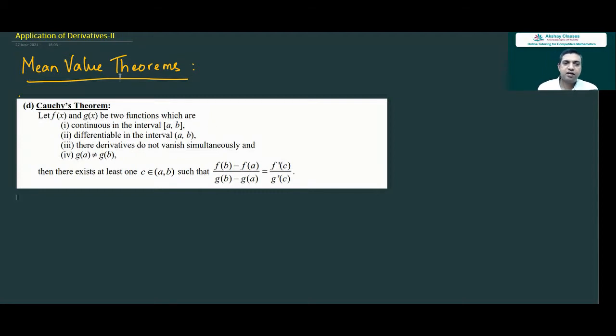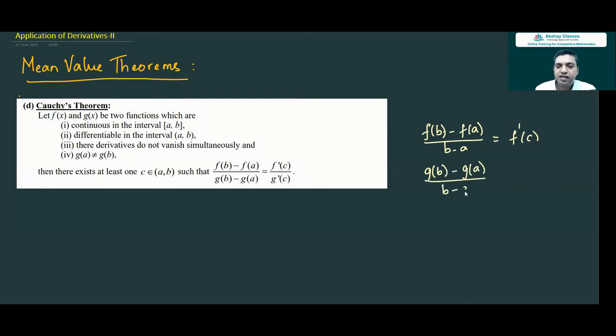Remember, one important point to remember is this c is the common point. It is not that we have f of b minus f of a by b minus a is equal to f dash c, and then g of b minus g of a by b minus a is equal to g dash c. This is by Lagrange's mean value theorem.